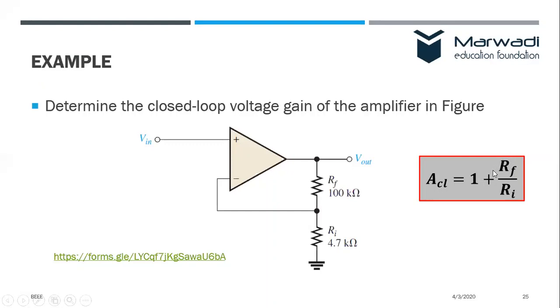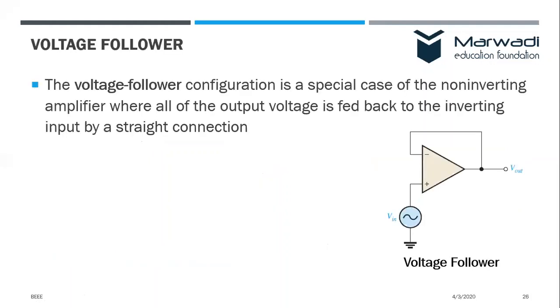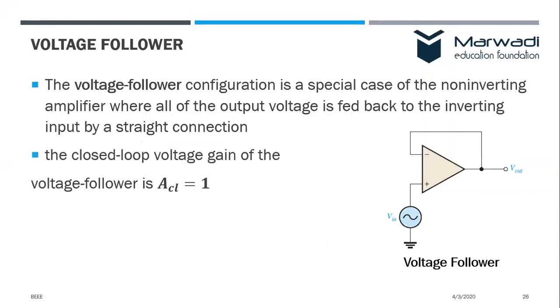So if the feedback resistance RF is 0, then A closed loop is equal to 1 plus 0, so 1. That means closed loop gain is 1. What does this mean? Gain is 1 means whatever is the input, same will be the output, right? So this way, the closed loop gain of voltage follower is 1.